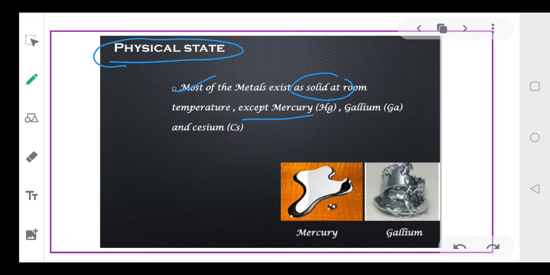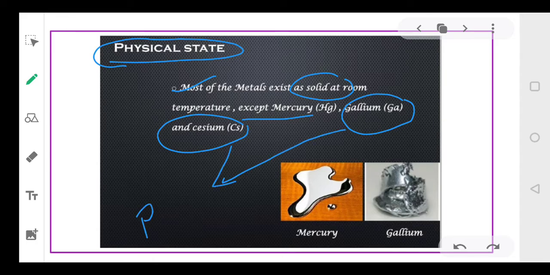Now apart from mercury, there are two metals. One is gallium, another is cesium. When we keep these two metals on our palm, they will immediately melt. Although they exist in solid state, if you keep them on your palm, they will immediately melt to form a liquid. Okay, because these two elements have a low melting point and the heat present in our palm is sufficient to melt them.